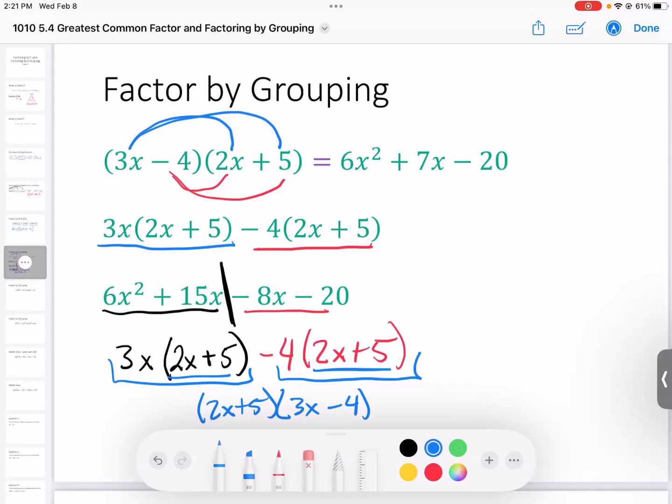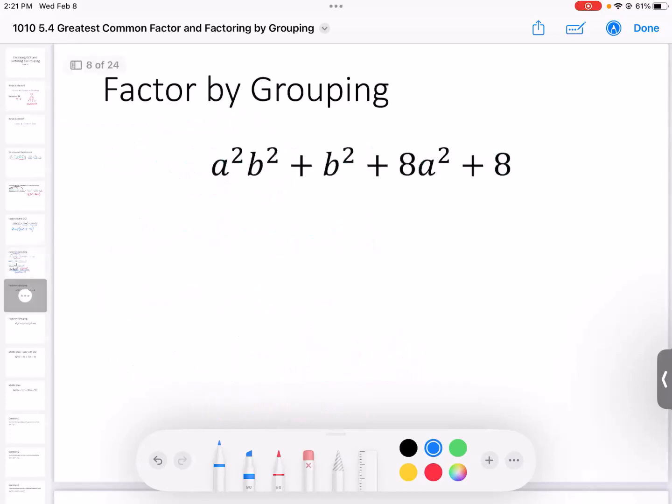Okay, let's go through another example so that you guys can see how this works from start to finish. When we look at this polynomial, there's nothing that they all have in common, right? These two terms have b's in common, these have a's in common, these have 8's, but there's nothing that all of them have in common. So that tells us that we're going to need to do factoring by grouping. So I'm going to split them up into two groups.